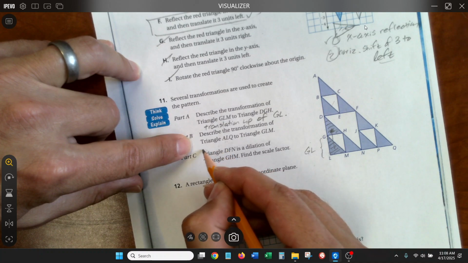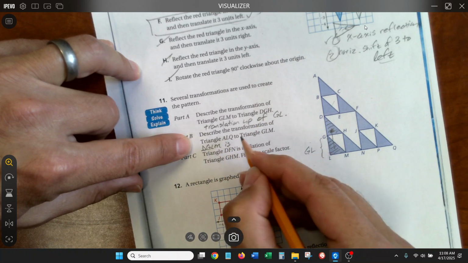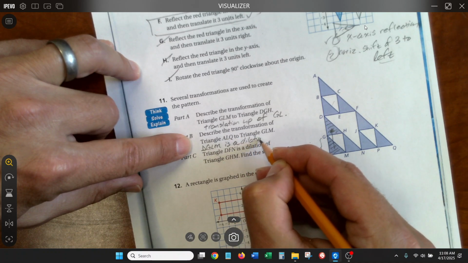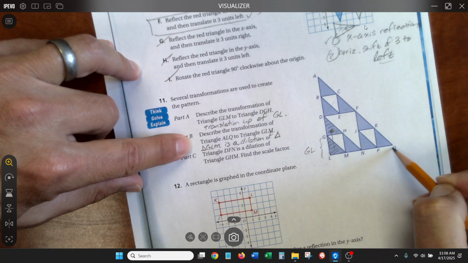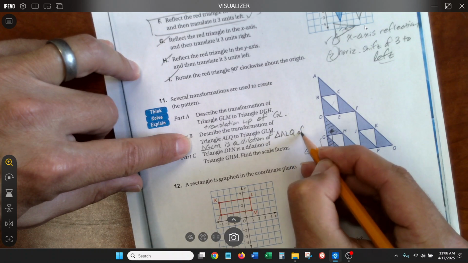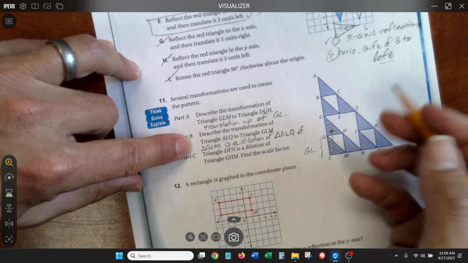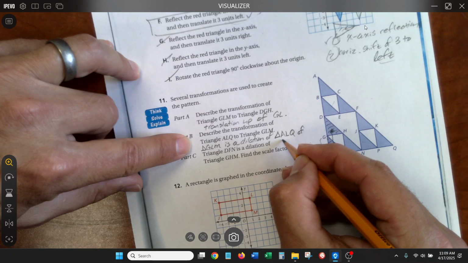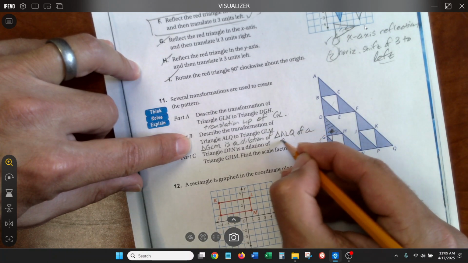We would say triangle GLM is a dilation of triangle ALQ, a dilation with scale factor 1/4.